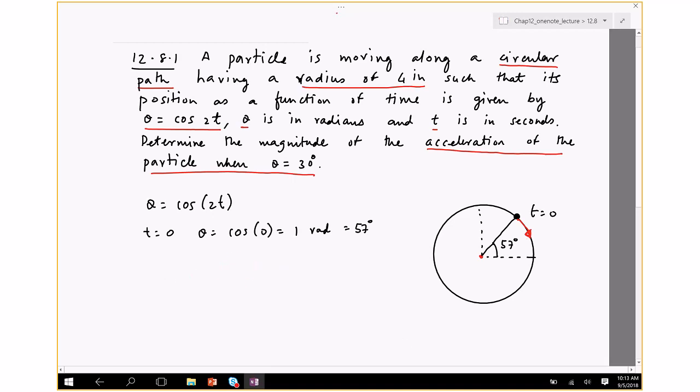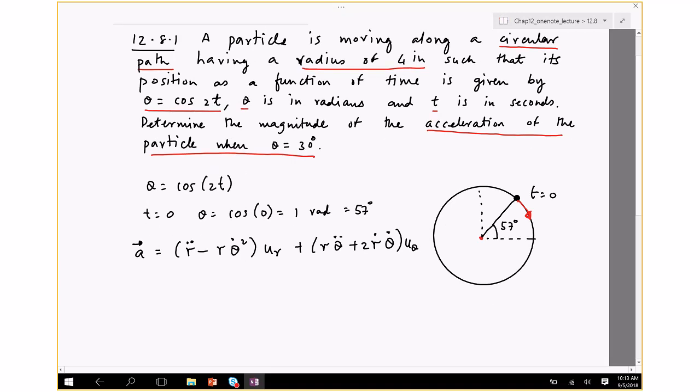Okay, so we got to find the acceleration. Well, you do not need to draw that figure to find the acceleration, just plug and chug, but I just wanted to show you what it really means physically for the particle to move in a circle the way it's described by that equation. Okay, so acceleration, as we know, is r double dot minus r theta dot square ur plus r theta double dot plus 2 r dot theta dot u theta. Okay, let's try to find each of those terms.